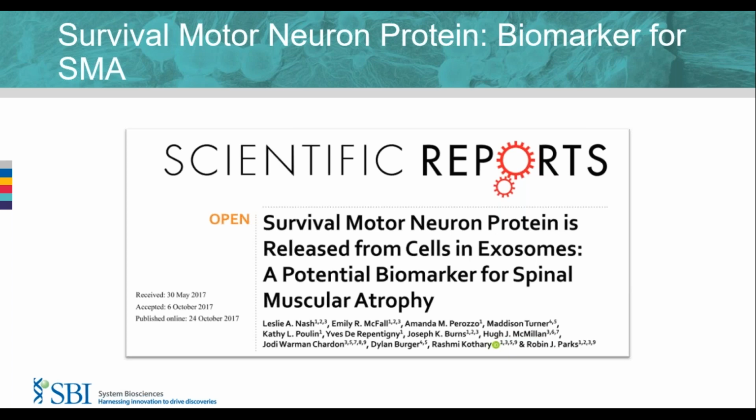It's a very debilitating neuromuscular disorder, and there's been antisense therapy approved recently, but one of the main problems in SMA therapeutics is to stratify the patients and assess the level of expression of the endogenous SMN protein. So in this study, the authors showed that the levels of SMN protein that is naturally released in exosomes correlate with the severity of the disease.